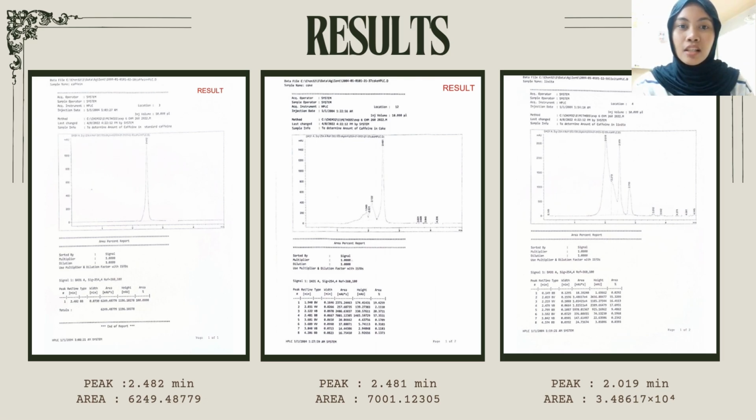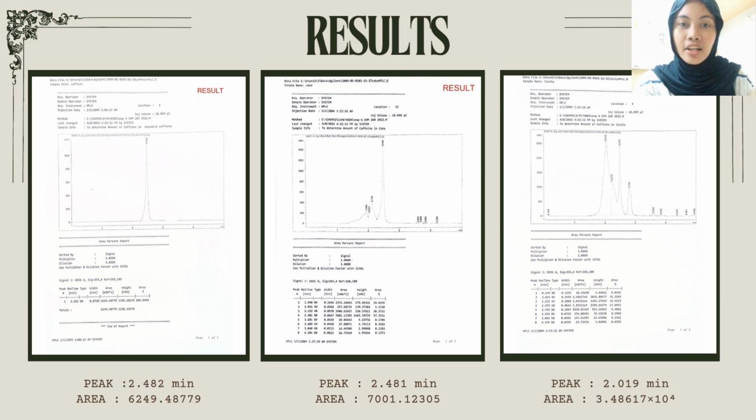For the second result, it represents the caffeine in Coke sample. The peak at 2.481 minutes represents the major compound in the sample given its high area percentage, which is 7001.123 mAU, while the other peaks represent minor compounds or impurities.